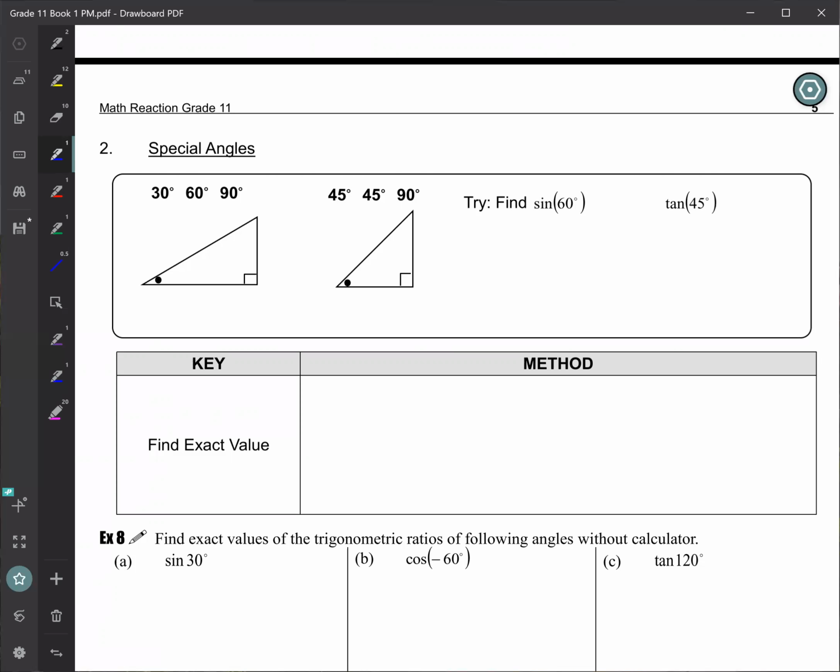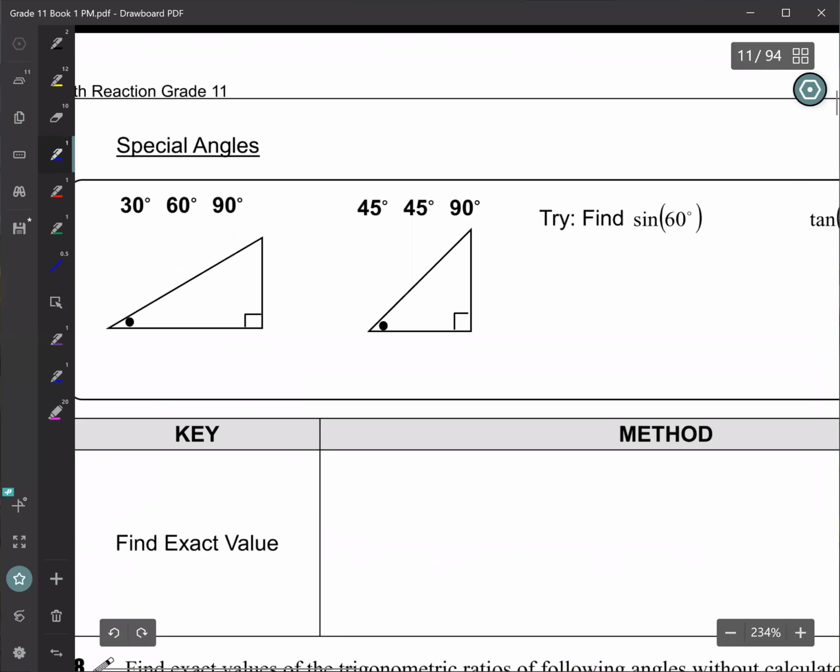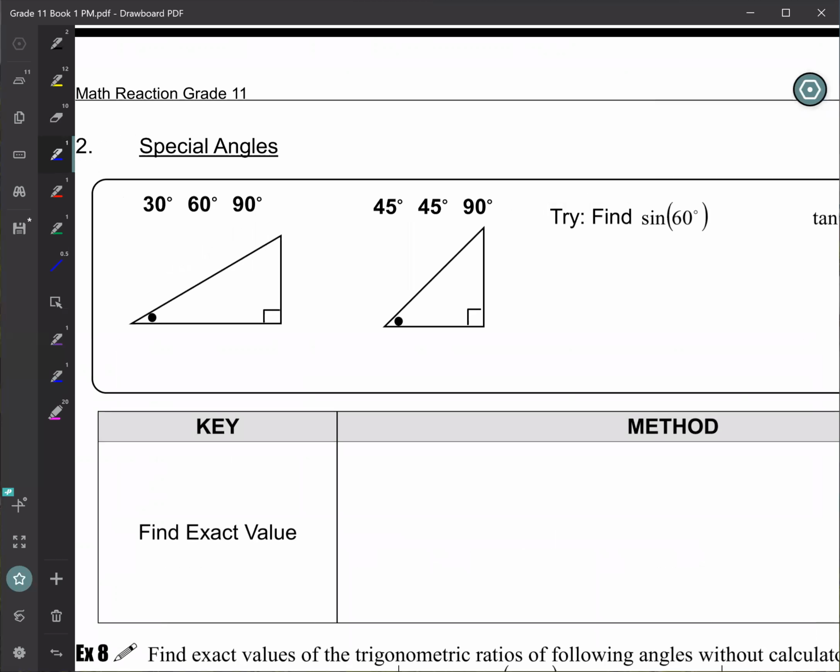So one of the easy ones to remember is the 45 degree. So you have 45 and 45, right? Two angles are the same. The last one here is 90 degree. When you get this kind of triangle, it looks like an isosceles triangle, right? Because two angles are the same. So the ratio between the two sides here will be 1 to 1.